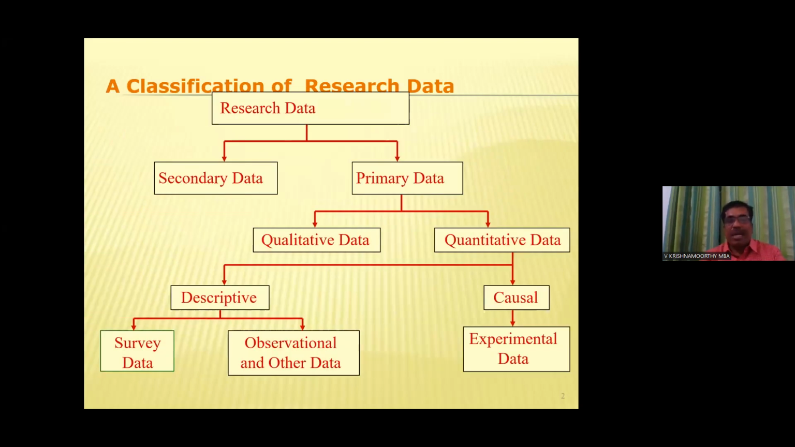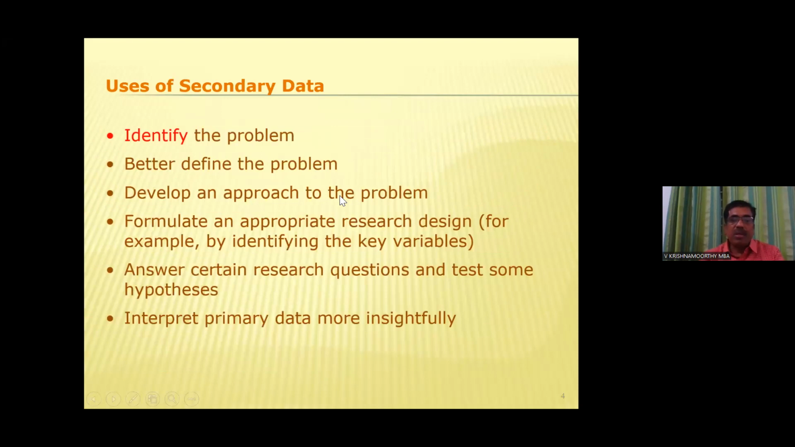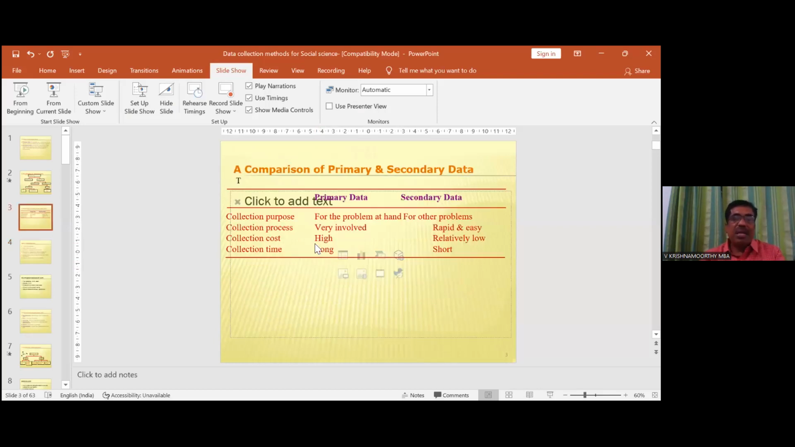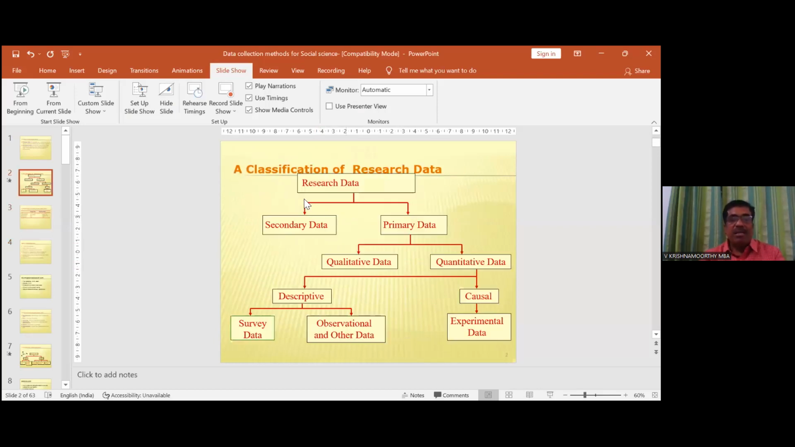Normally, let's take the classification of the data. Research data can be classified into two types. One is primary data, another is secondary data. Even let's take primary data. Primary data can be classified into two types. One is qualitative data, another is quantitative data.